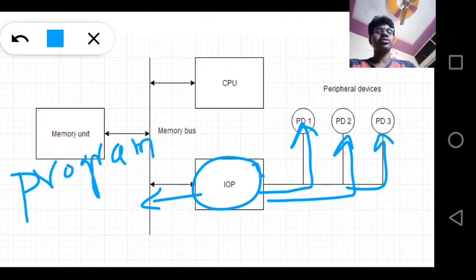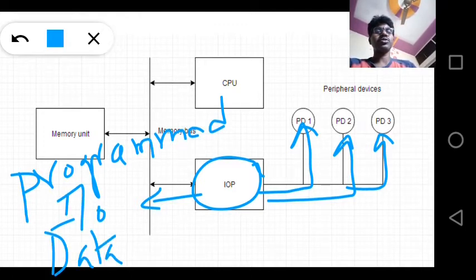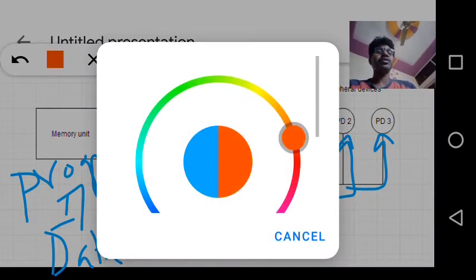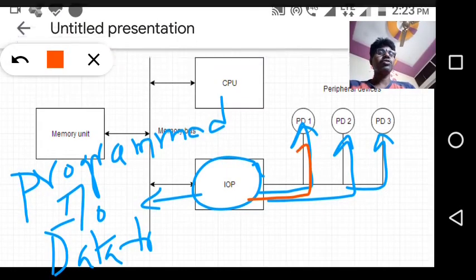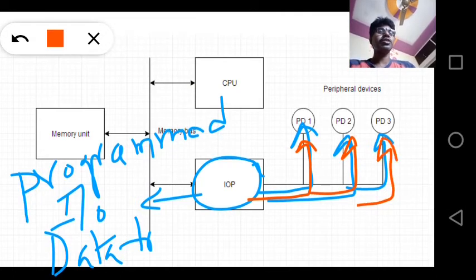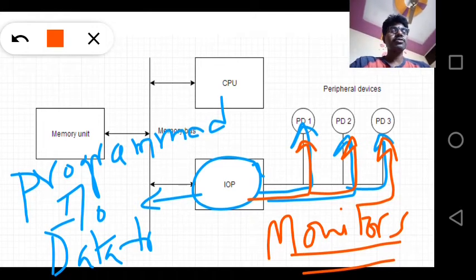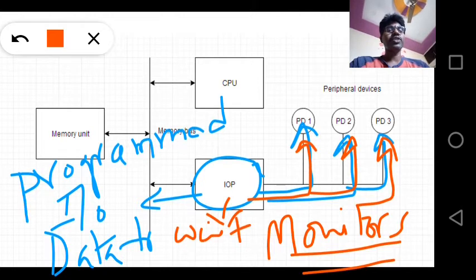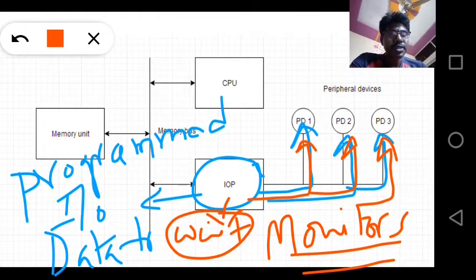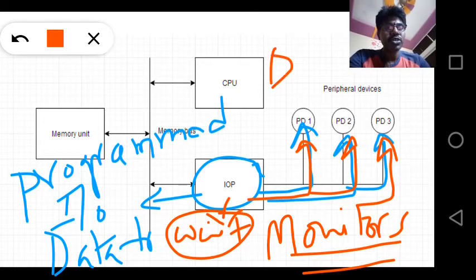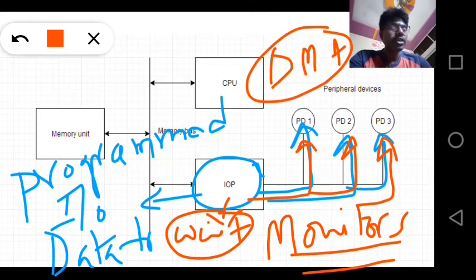programmed IO data transfer. So what happens in case of programmed IO data transfer? The IO processor continuously monitors the status of each device, and by this way it is in the wait state. As and when the data is ready, it can initiate. If it is a large data transfer, then it has the capability of doing DMA.